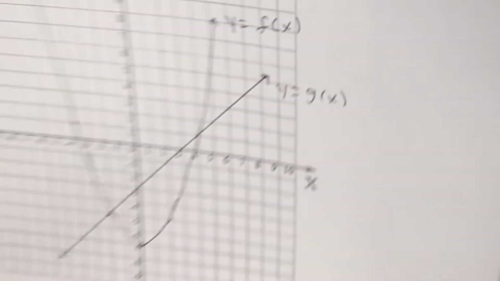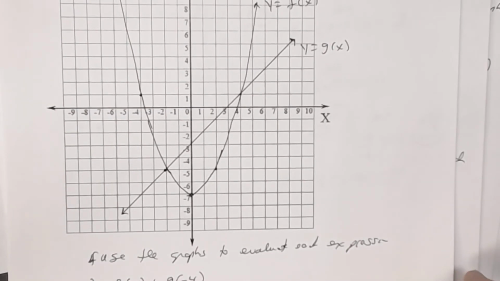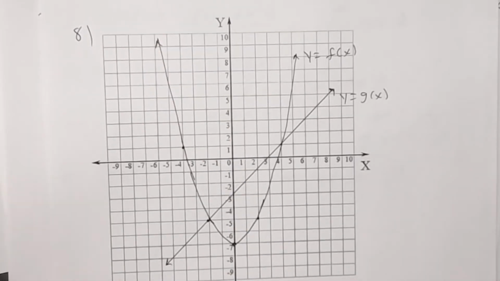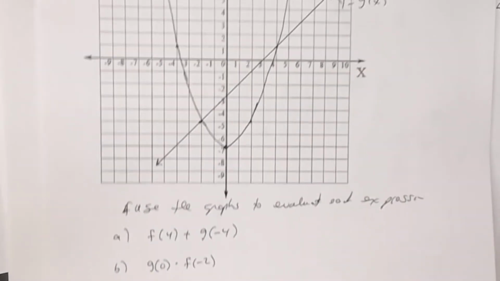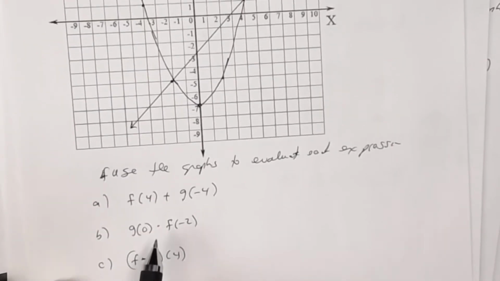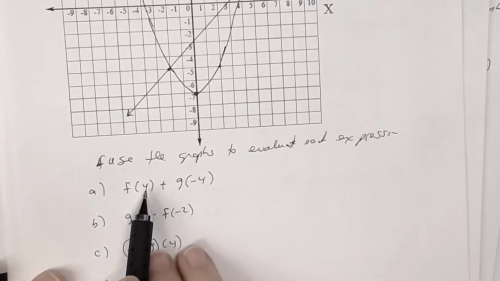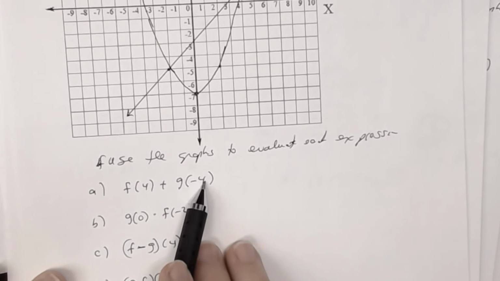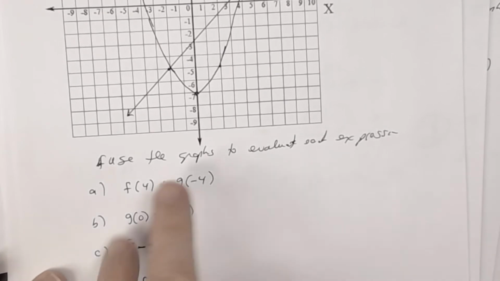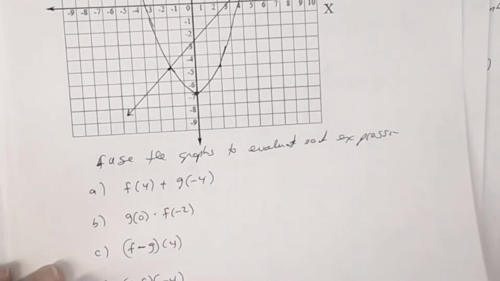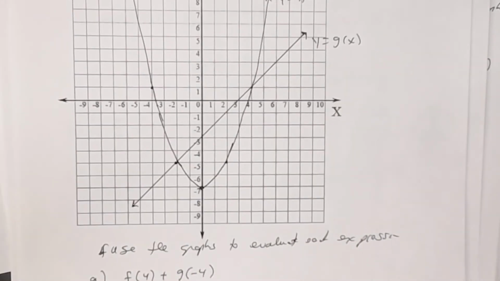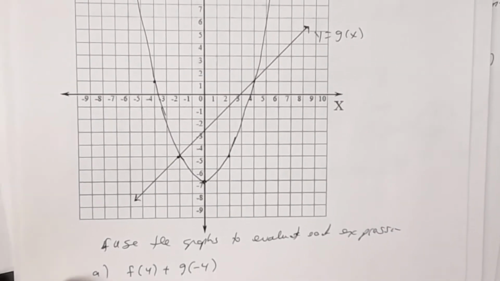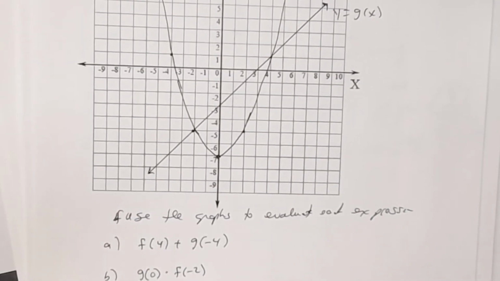All right, let's look at number 8. Okay, so number 8, you have this. Now be a little bit careful here because this says f of 4 and this says g of negative 4, so be careful. I kind of changed it in this example because it's going to happen to some of you where you're not going to be paying attention and you're going to mess up because you didn't read it very well.